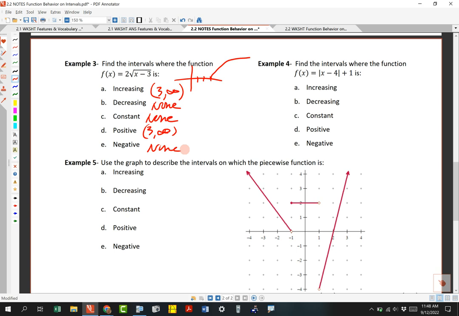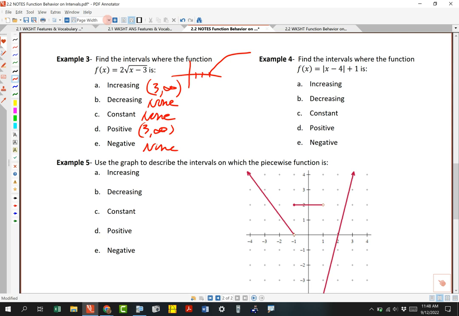Easy enough? Goes pretty quick, right? We're looking at these specific behaviors on intervals. Where can we describe where this stuff is happening using the x values? Okay, take a look at the next one.